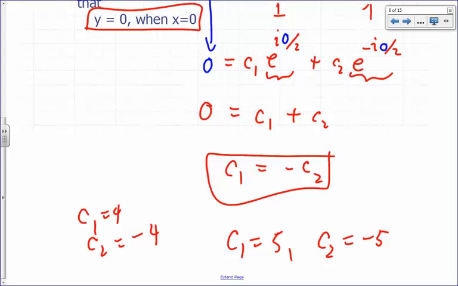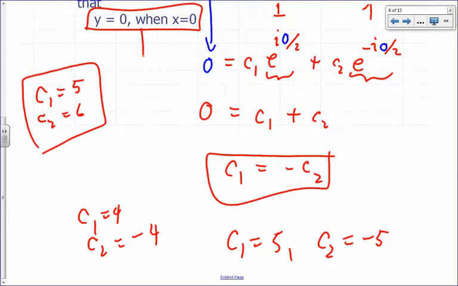So in other words, if I know that y must be 0 when x is 0, I'm not allowed to use C1 equals 5 and C2 equals 6. This will obey the differential equation, but it will not satisfy my boundary conditions. So I throw out this solution. I only keep the solutions where C1 is equal to negative C2. Okay? So that's a common thing you do when you solve differential equations.